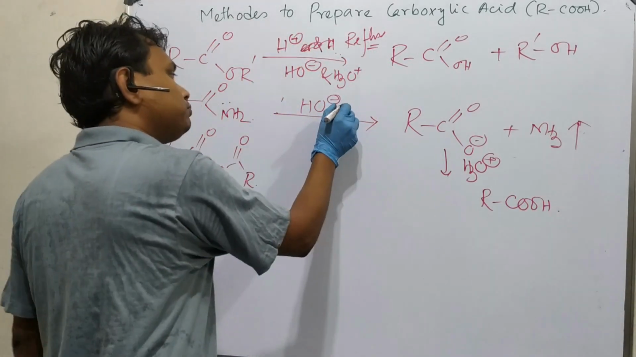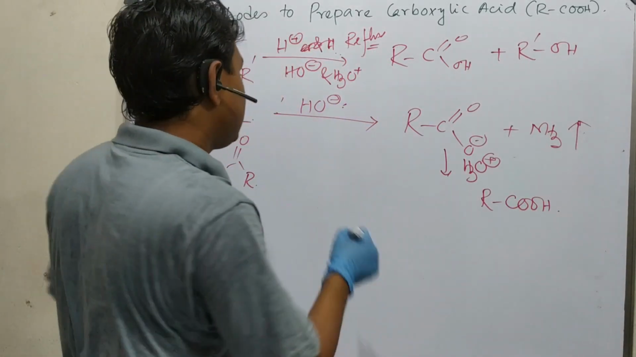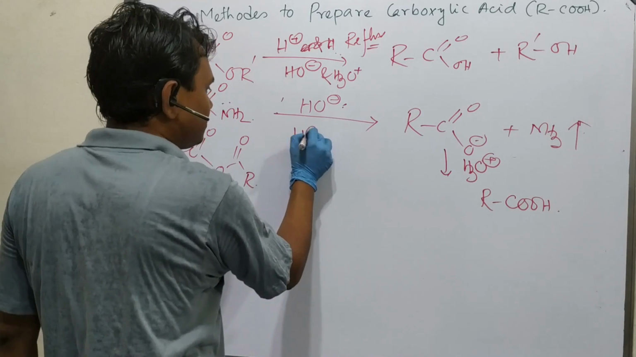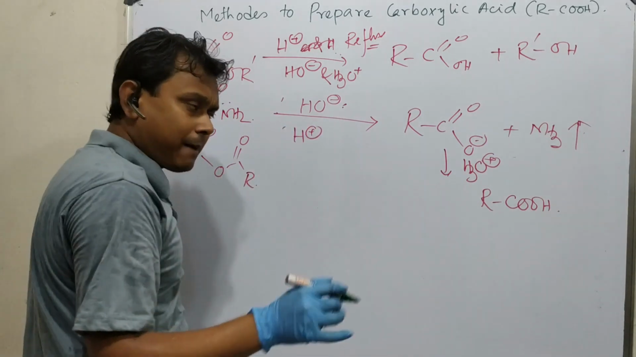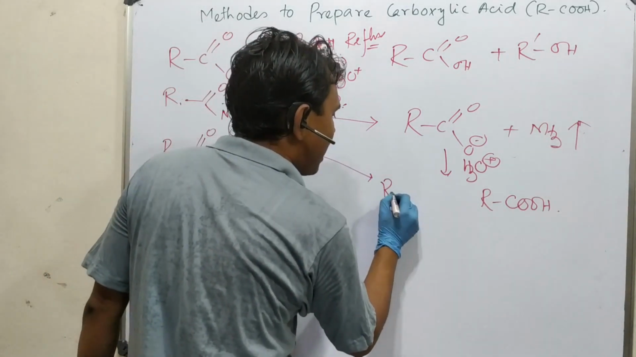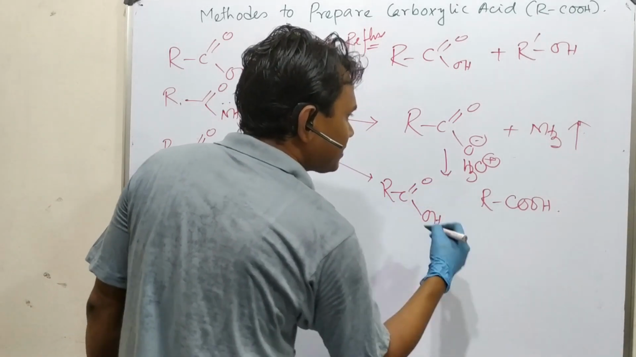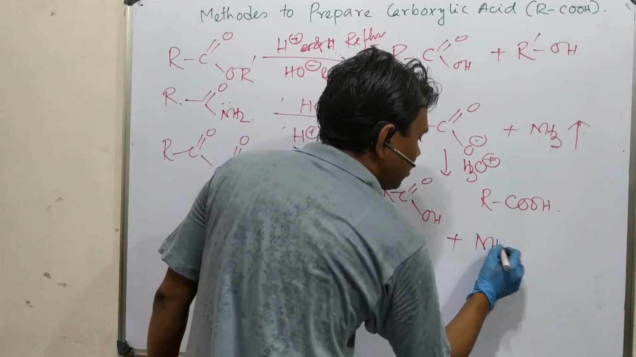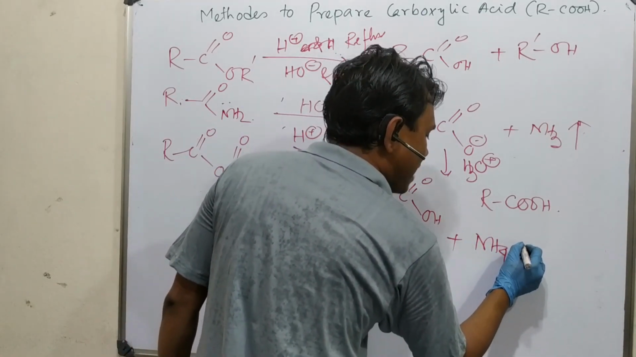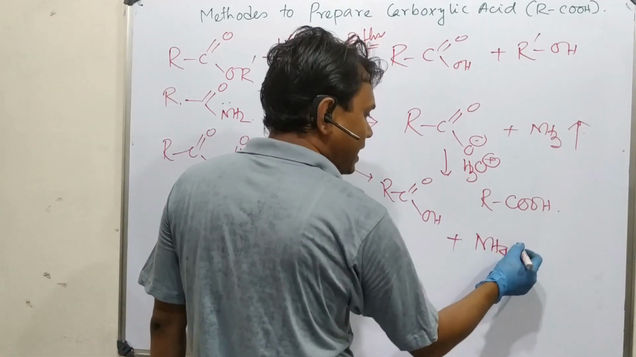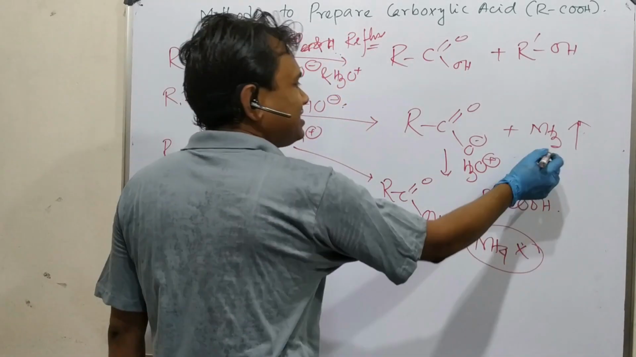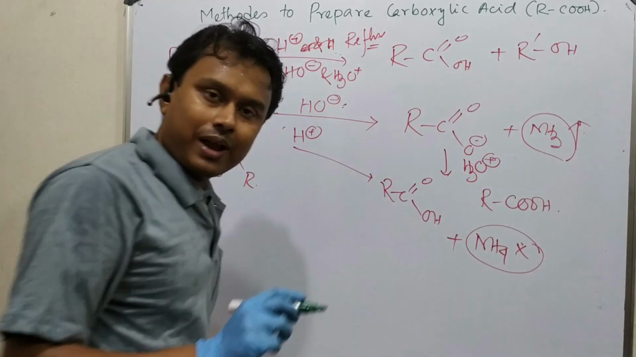Fine, but why do I prefer alkali? If you do an acidic workup, then what is expected? Hydrolysis will happen and it will result in RCOOH, along with an ammonium salt. Whatever ammonium salt will be produced. So alkali is better because you will get a pure product.